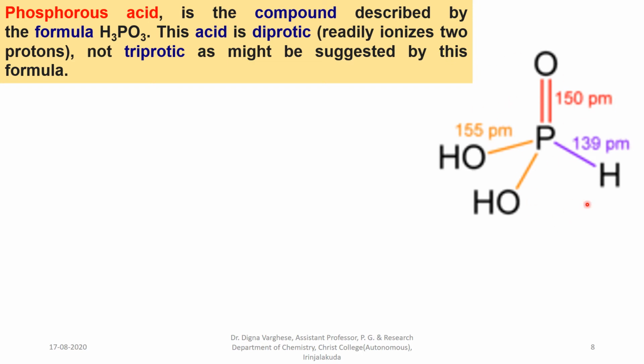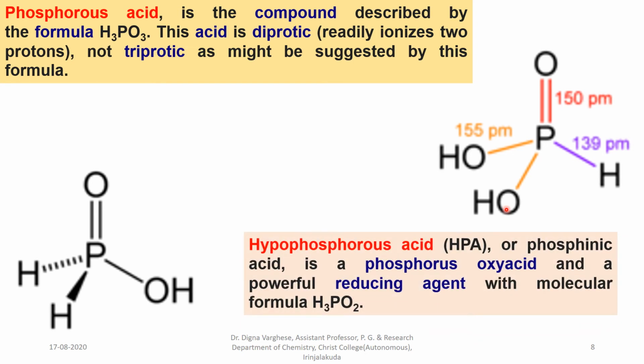This molecule gives a tetrahedral-like structure. In H3PO3, the phosphonic acid or phosphorus acid, the phosphorus is bonded to a double-bonded oxygen with a bond length of 150 picometer, the P-H bond length is 139 picometer, and the P-OH bond length is 155 picometer.